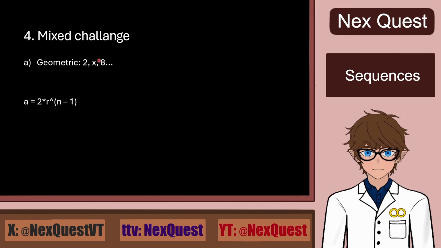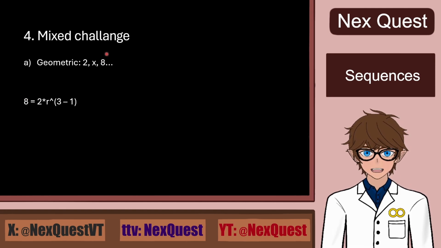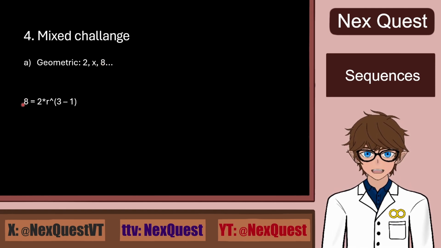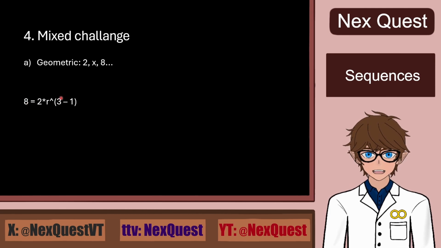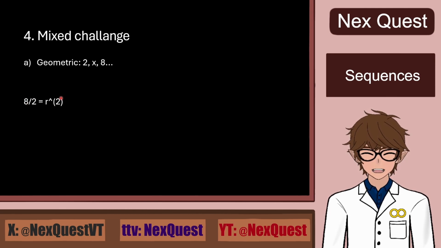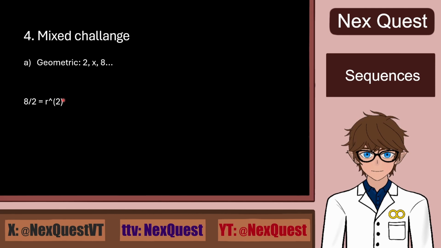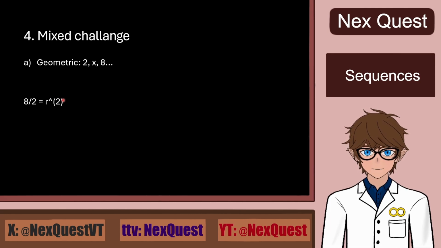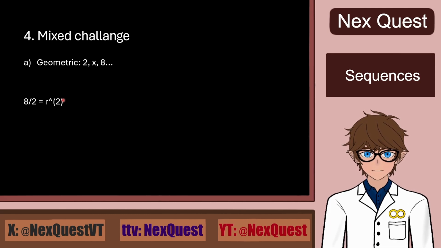For instance, we can calculate for the third term, so we will use the third term as 8, so a_n is 8 and n is 3, and we will try to isolate r, so we divide both sides by 2, and now we get this. Now, we have to take a square root of the equation to get r values.